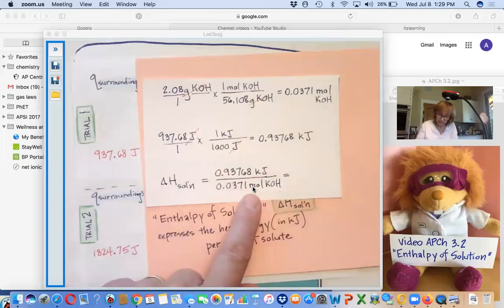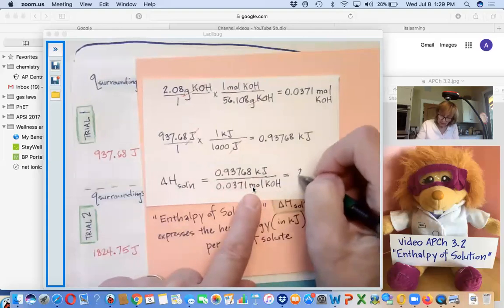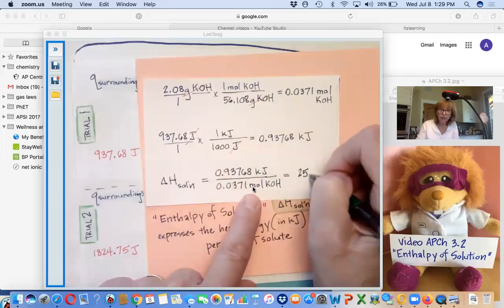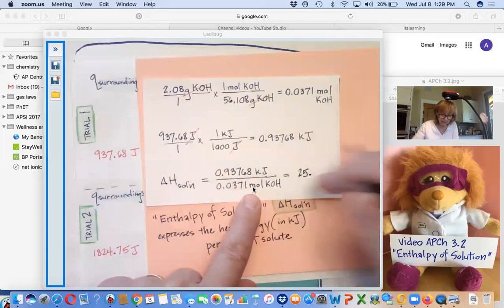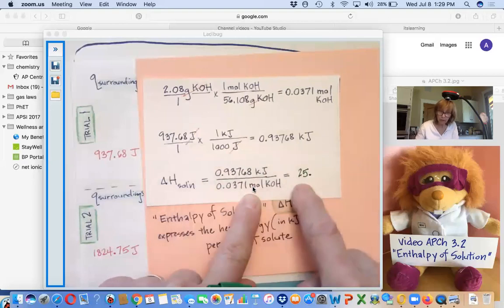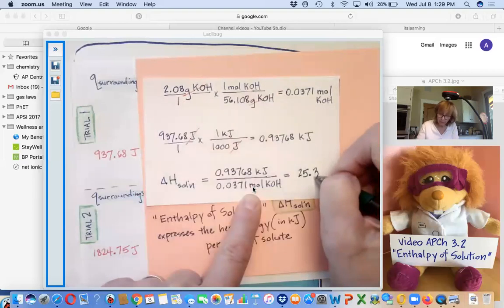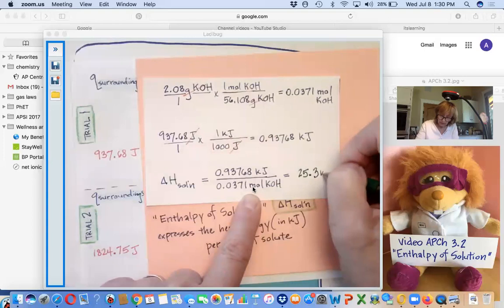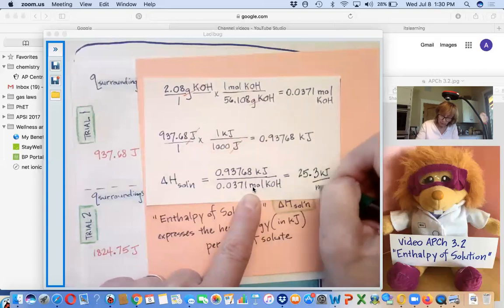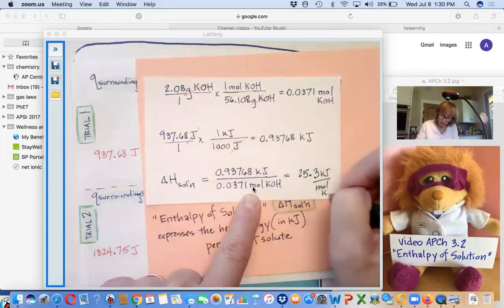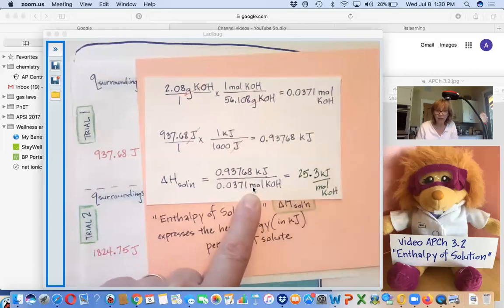And when I divide, I get 25, I'm going to round here to 3 sigdigs. Here, when I get to the end, it's appropriate to do my rounding. My mass had 3 sigdigs, so this is 25.3 kilojoules per mole of potassium hydroxide. Now, I'm not quite done. This last bit is possibly the most important part.